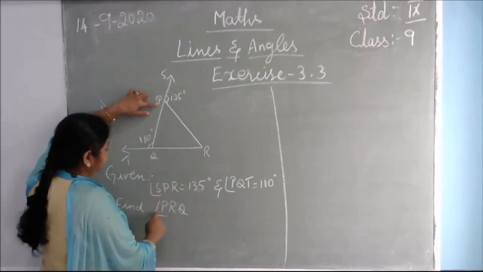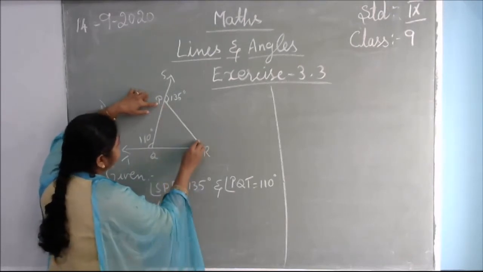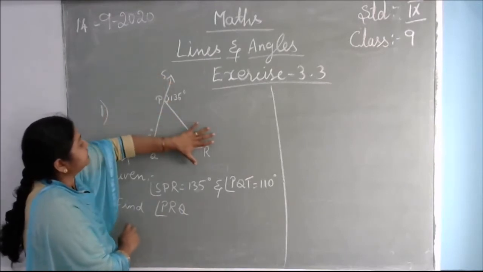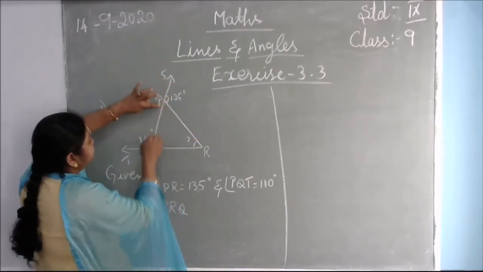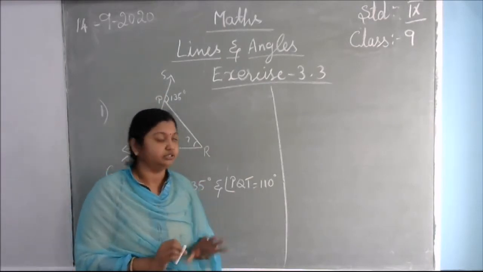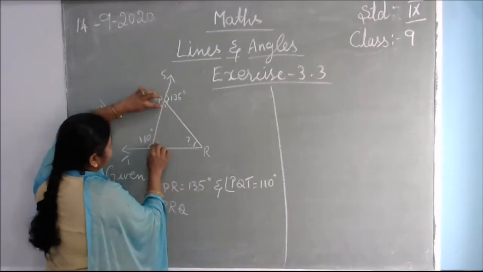You have to find, which one you have to find? Angle PRQ. That means this angle we should find out. Okay, how will we find this angle? First we have to find, this is the triangle, no? Already I told you the sum of the angles of a triangle is 180 degree. So first we have to find how much this one is and how much this one is.